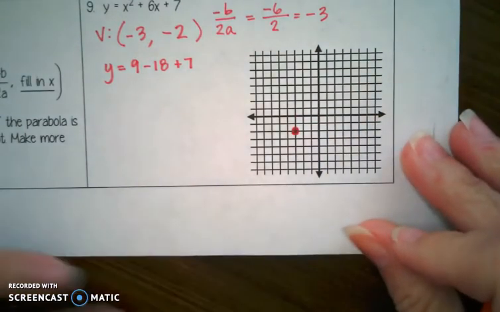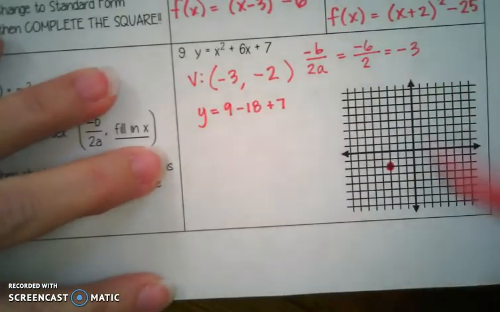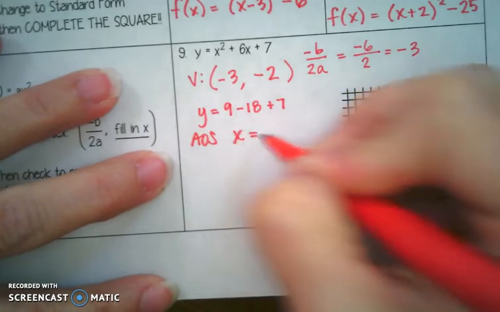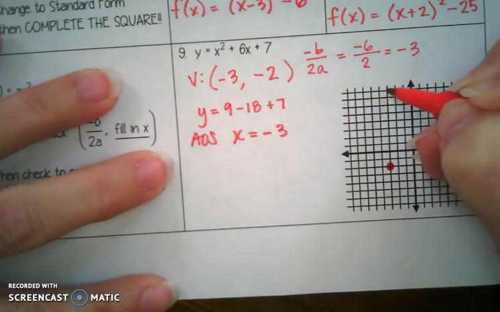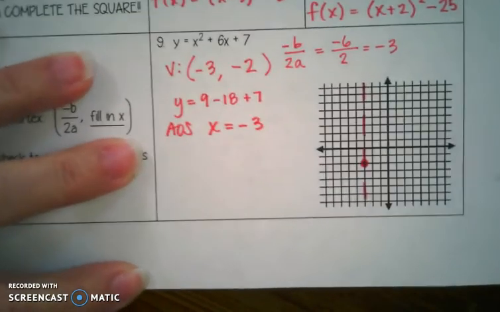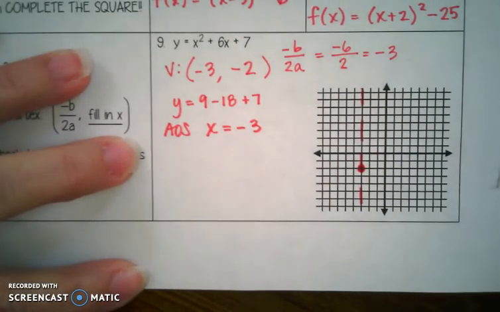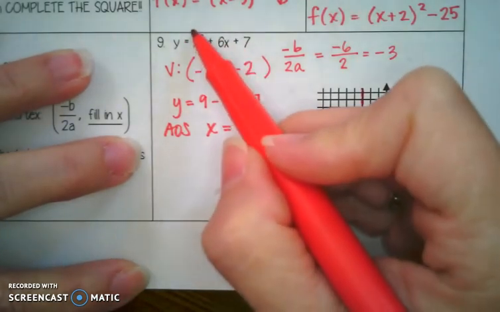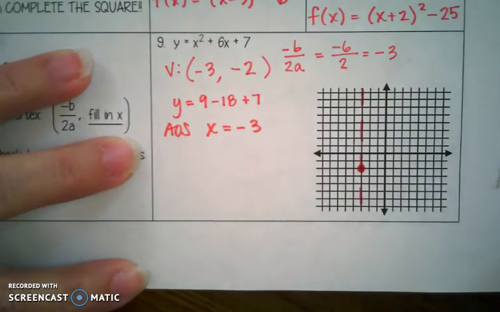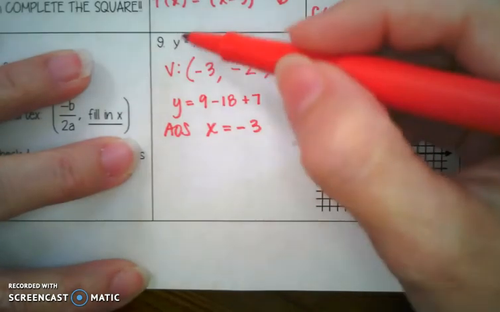Okay, so let's talk about what we know for this parabola. So there's our vertex. We know that the axis of symmetry is x equals negative 3, because it's a vertical line. So we can go ahead and graph that on there. Now, what we're going to do next is look at the value of a, which remember is the leading coefficient right there. And hopefully you remember that a tells us if it's a normal size or if we're going to shrink or stretch the parabola. So this one is just a normal size.